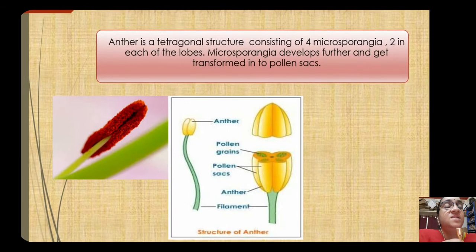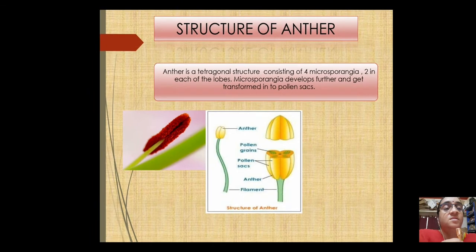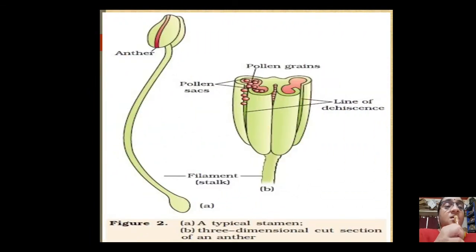If I just enlarge it, I think it's more clear. Just observe that. Next you see a better and clearer picture. You see here there are 4 microsporangia, which develop into what are called pollen sacs. You are able to see the pollen grains there, and you are able to see a line of dehiscence. The line of dehiscence is the location where the anther breaks open, especially during wind pollination.